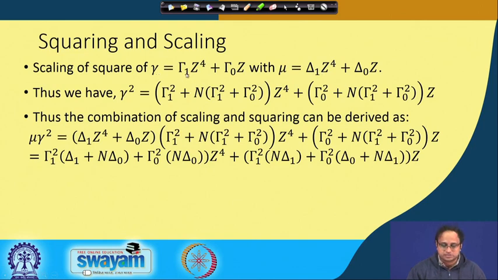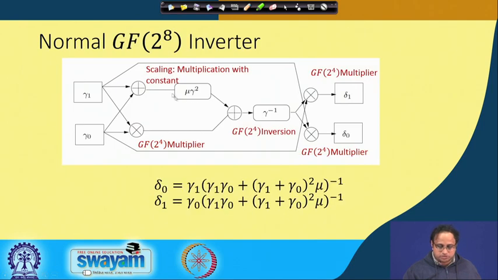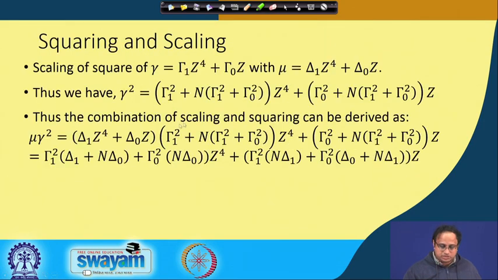So, gamma is essentially nothing but gamma 1 z to the power of 4 plus gamma 0 z. So this step is essentially this block. This box is what we are now trying to expand. If you want to get into the details, then when you are doing a gamma square, note that gamma is nothing but gamma 1 z to the power of 4 plus gamma 0 z. That means gamma square can be written in this form.